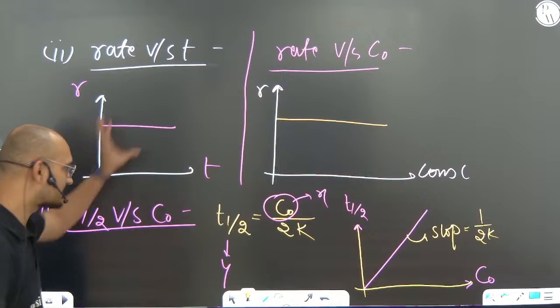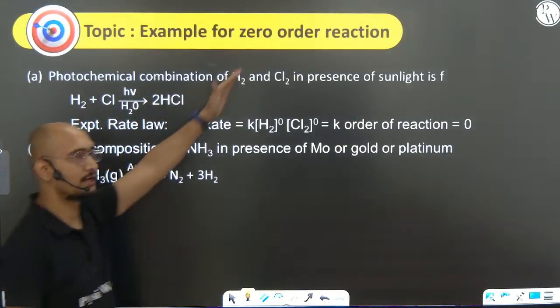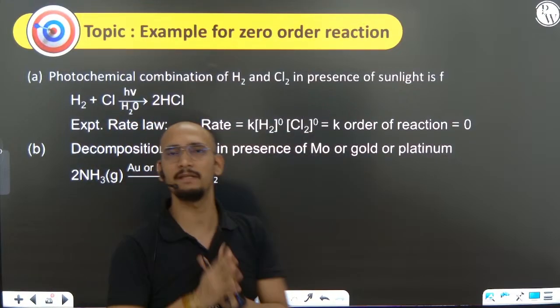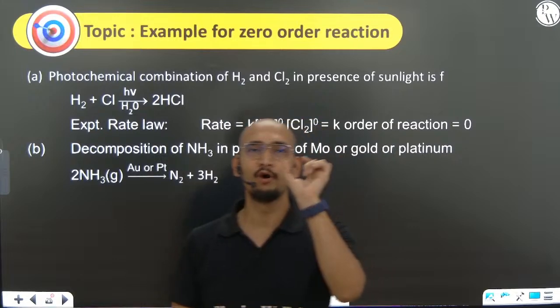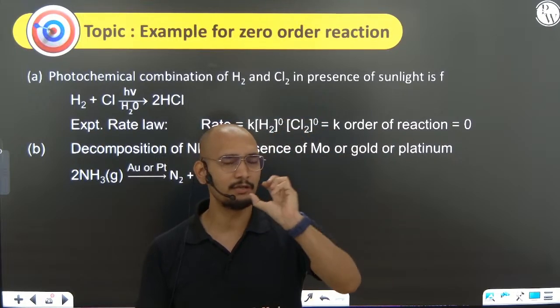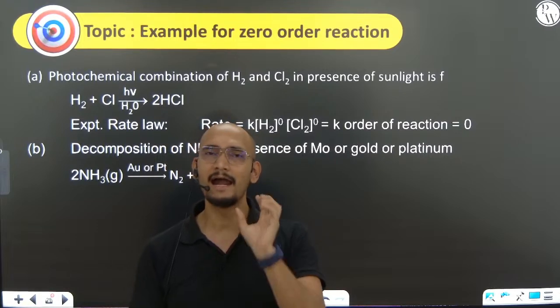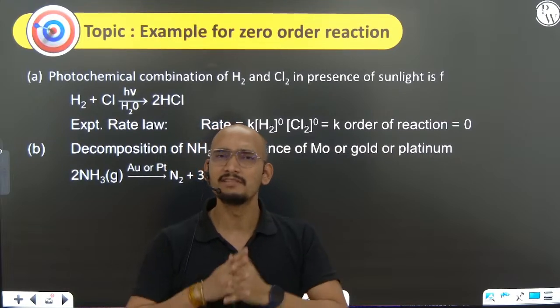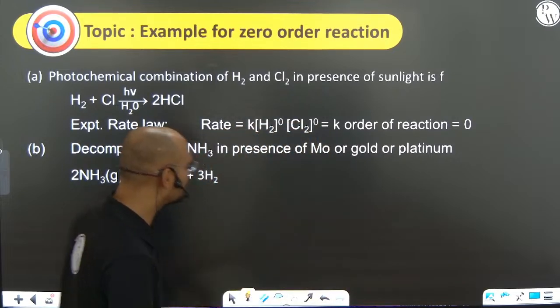Now, I hope this is very clear. Next one is examples of zero order reactions. Please keep in mind whatever I'm telling you, because everything cannot be covered here. For knowing all the examples of zero order, first order and second order reactions, read NCERT and other sources if you have. Just read all of them. If a question comes, it's a revision thing. Please go through it.